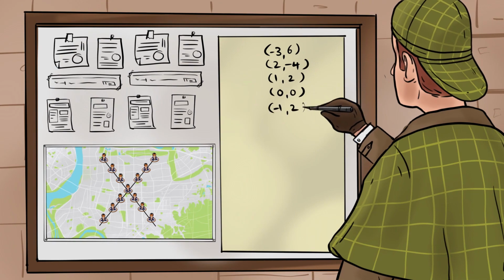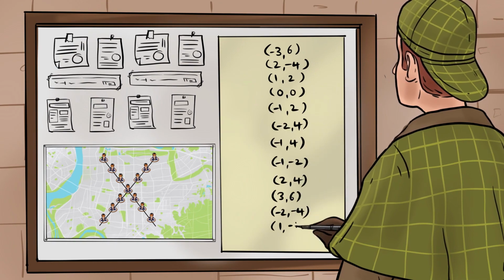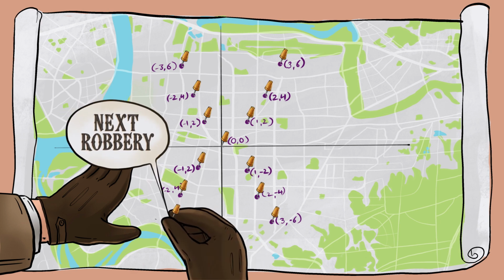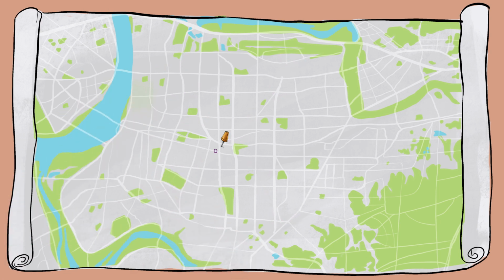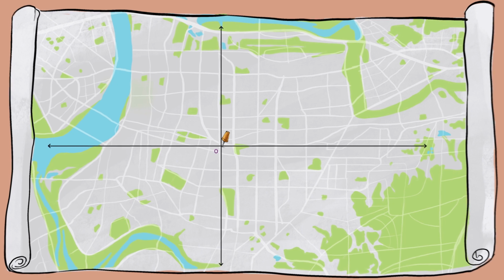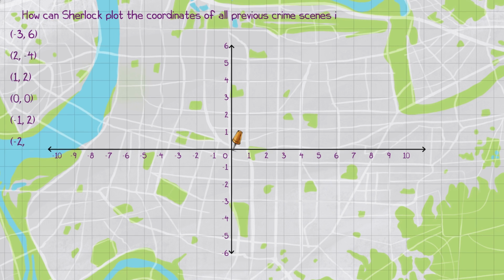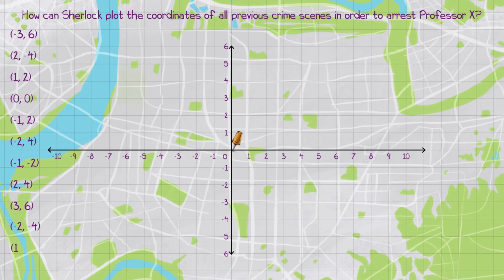Sherlock has gathered the coordinates of all robberies committed by Professor X. In case he's able to plot these points on a map, he won't just be able to analyze the pattern, but also pinpoint the location of the next robbery. If letter O denotes the origin, lying at the intersection of the two axes, how can Sherlock plot the coordinates of all previous crime scenes in order to arrest Professor X?